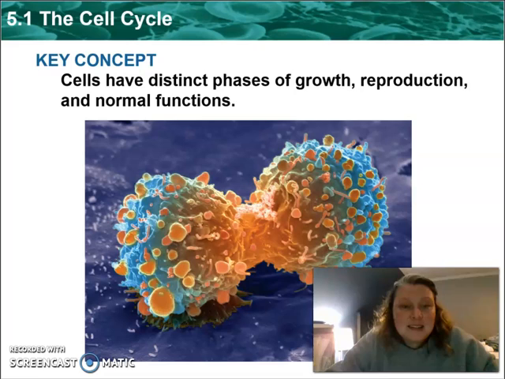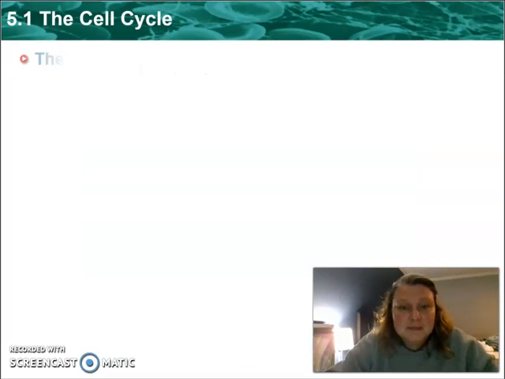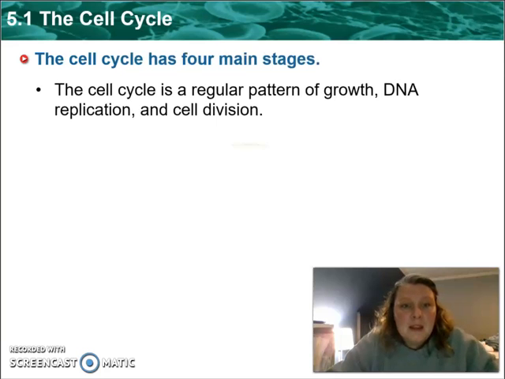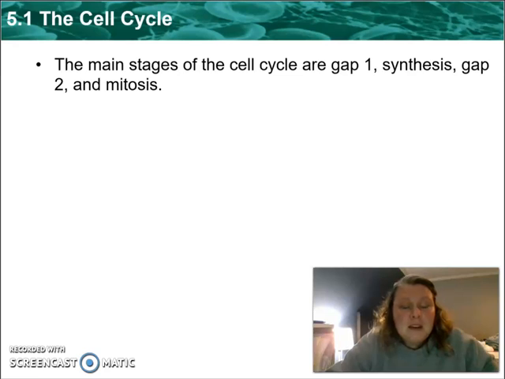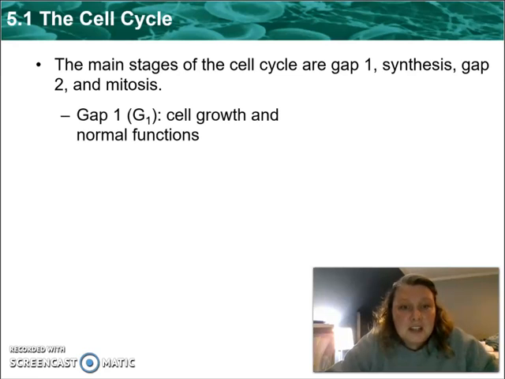This is a cell going through cell division. If you look at all of the bumps and the small little circles on the outside of the cells, those are cell receptors. That's how cells speak to each other and communicate. The cell has 4 main stages. This is an overall view of a cell's life cycle. So let's look at each individual one.